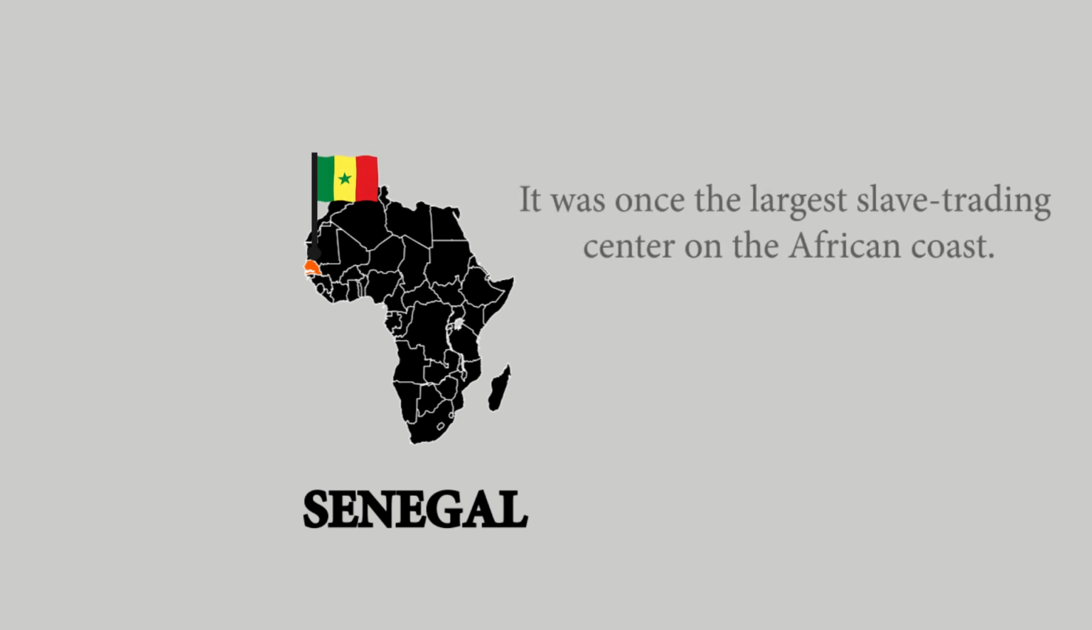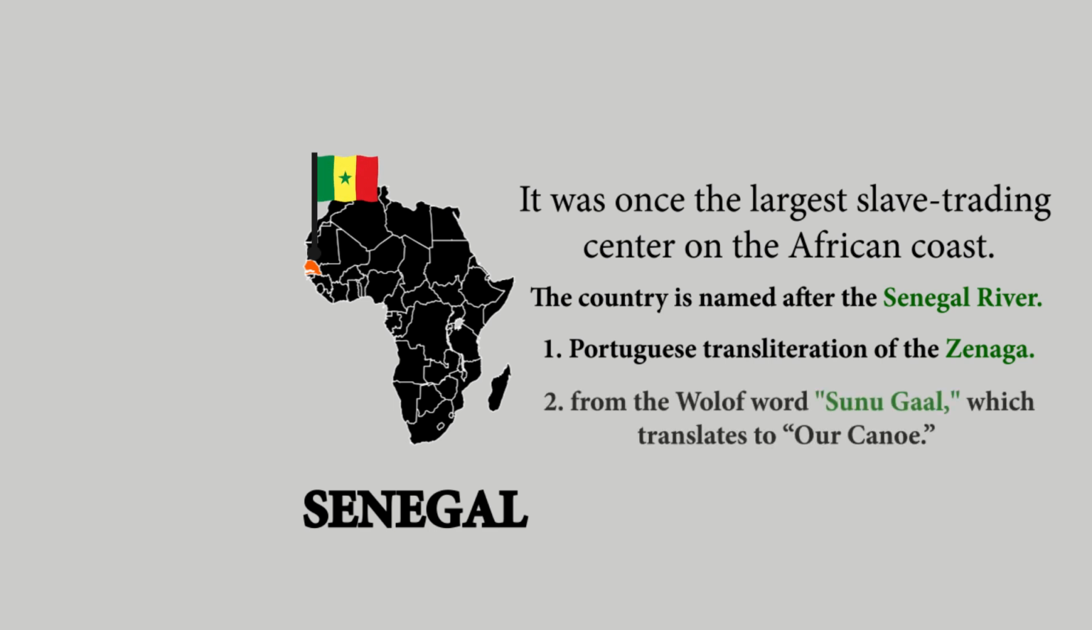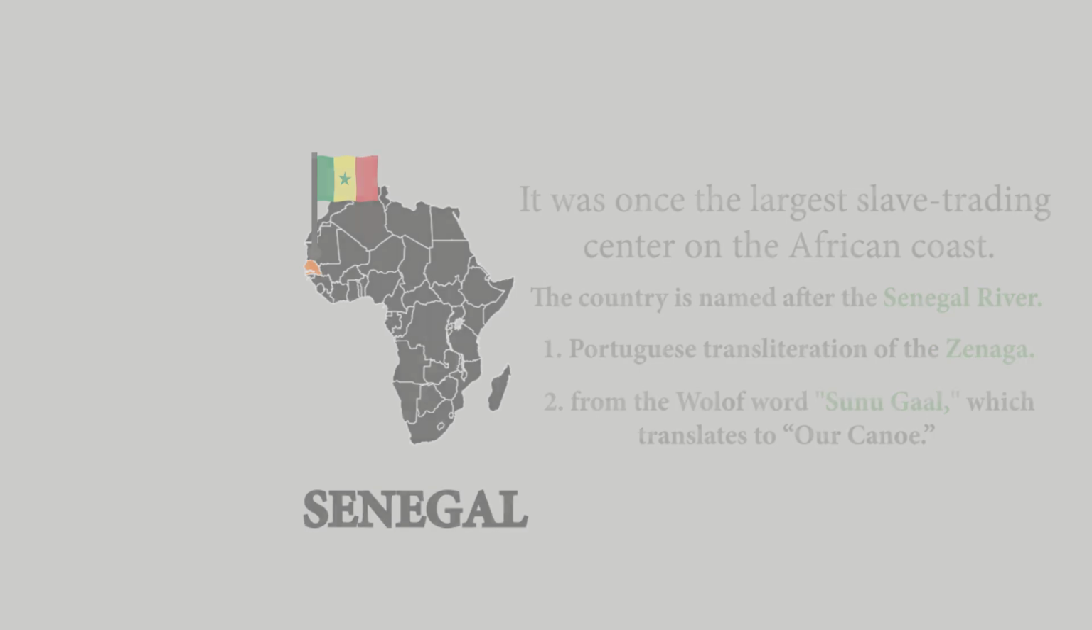Senegal. The Republic of Senegal is a coastal country on the westernmost part of continental Africa. It was once the largest slave trading center on the African coast. The country is named after the Senegal River. The name of the river, in turn, may be from the Portuguese transliteration of Zenaga, a Berber language spoken in Mauritania and northern Senegal. Alternatively, it could also be from the Wolof word Sunungal, which translates to our canoe.